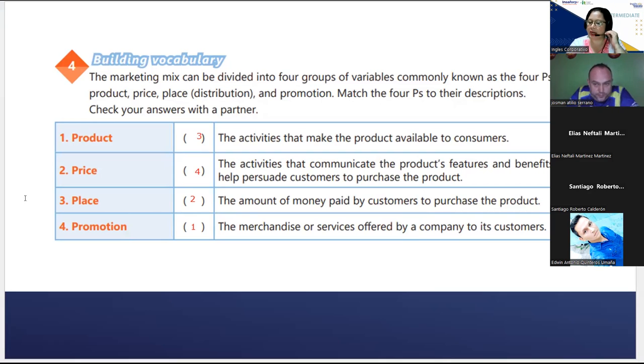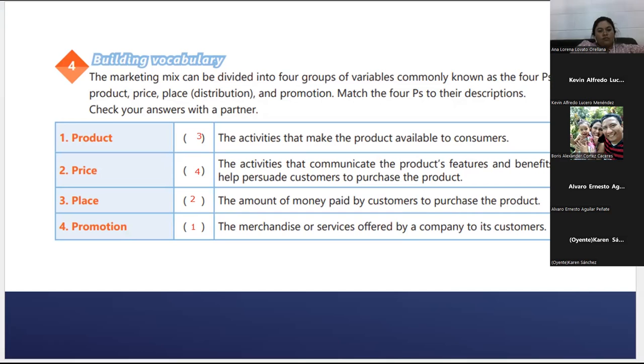So now number three, please. Let's see. Mr. Alvaro. Oh, okay, Boris. And you're going to say place, Boris. And Alvaro will say promotion. Okay. Place is the activities that make the product available to customers. All right. Very good. So place is the activities that make the product available.